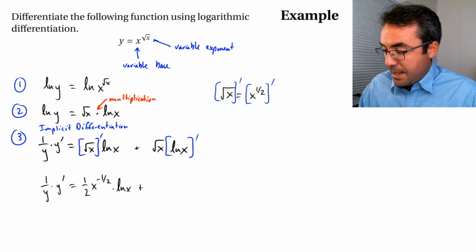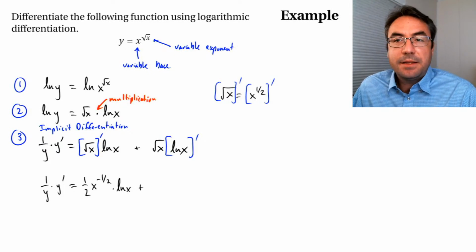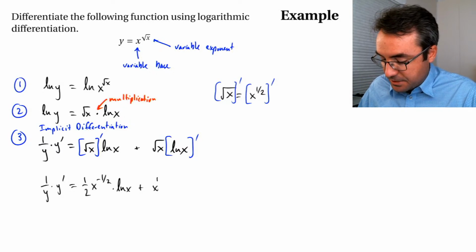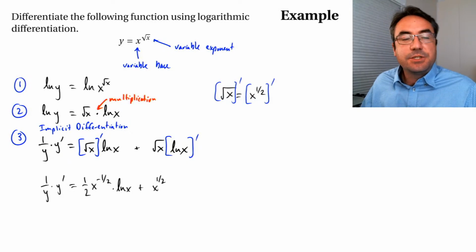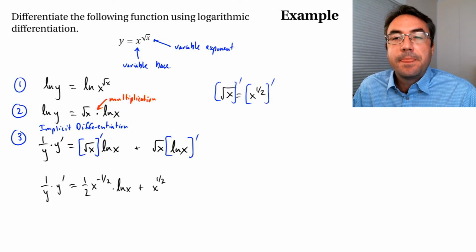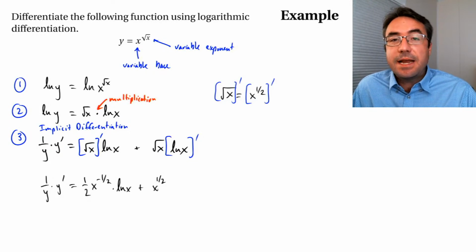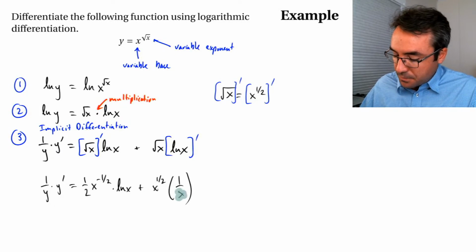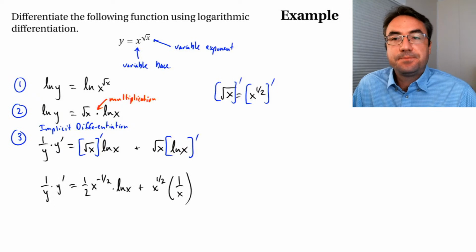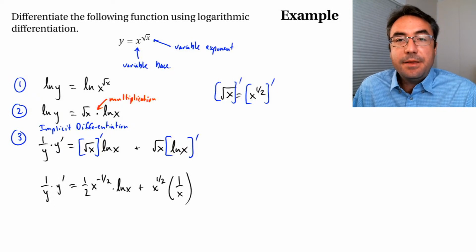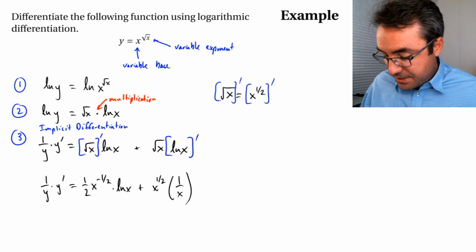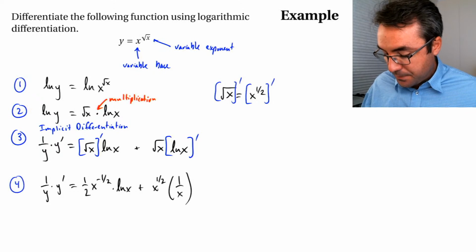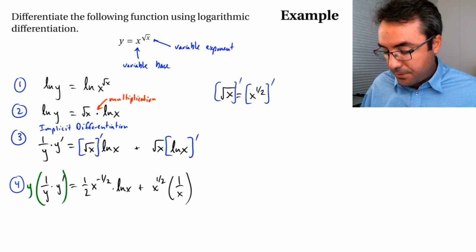Then we go on, and while we're at it, let's write that other square root x as x to the 1/2. It's not changing it in any way. It's just rewriting it. And then finally, we need to differentiate that natural log x, and that's just 1 over x. So just one of our basic derivatives. And there we go. We're done differentiating. And now all that's left to do is in step 4, we want to solve for y prime. So we're going to multiply both sides of our equation here by y.